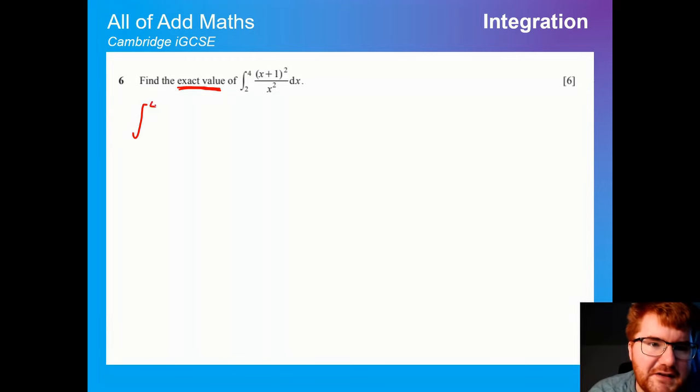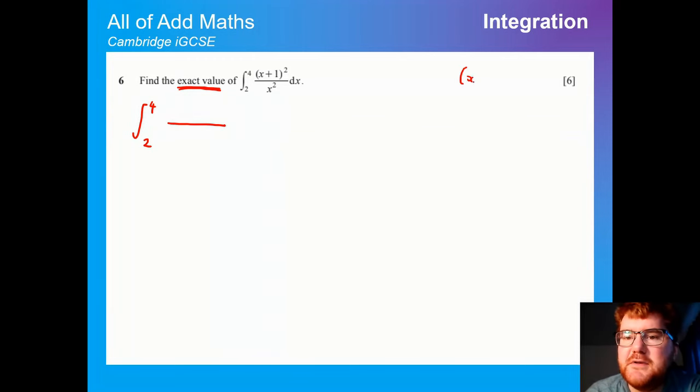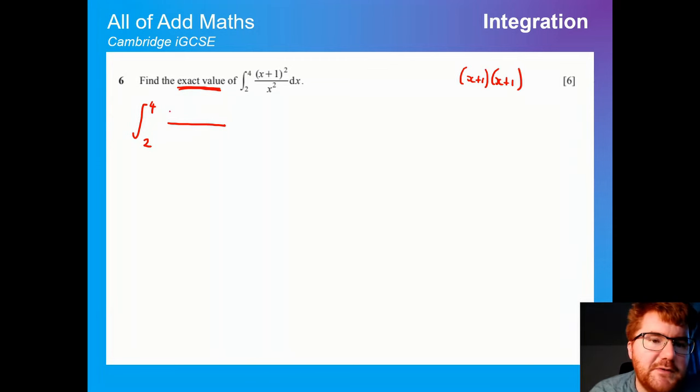Well, let's get started on this. We're going to work with the definite integral here, with limits of 4 and 2, and what we're going to do is expand the top of this. Remember, this is the same as x plus 1 times x plus 1 on the top. So if we expand that out, we get x squared plus 2x plus 1 over x squared dx.